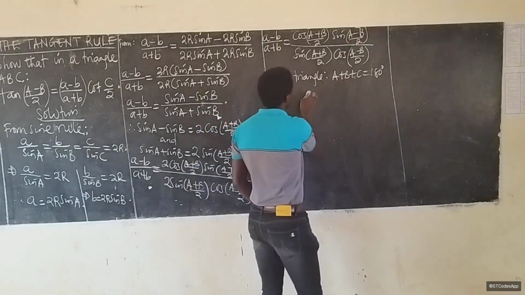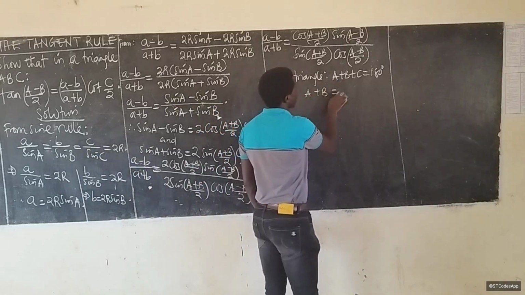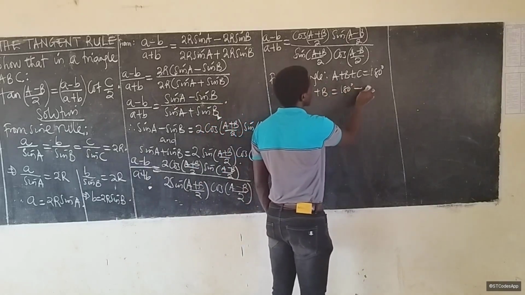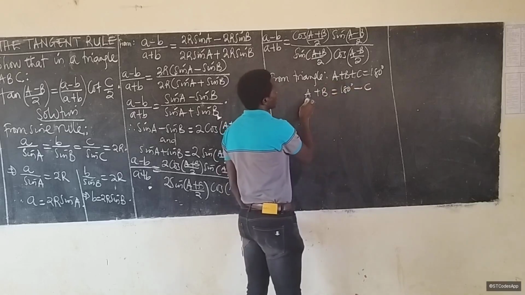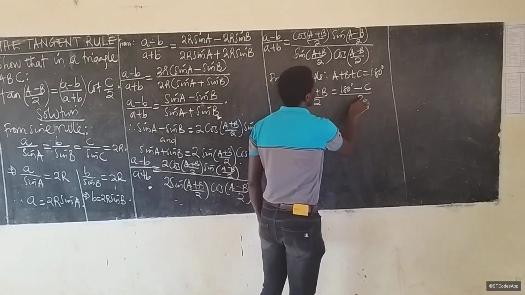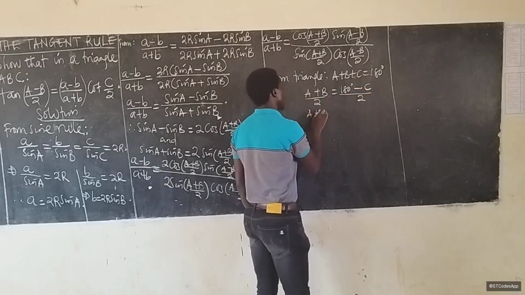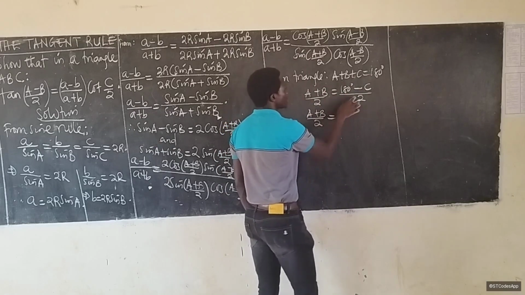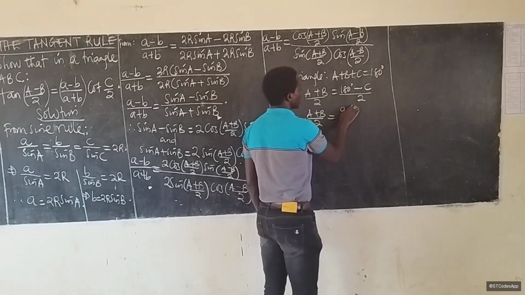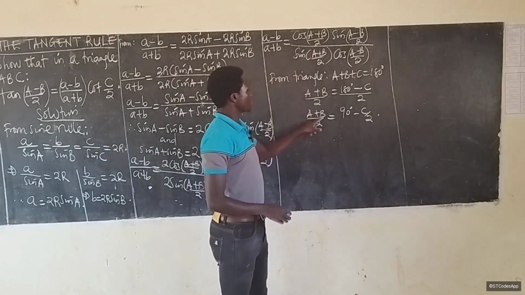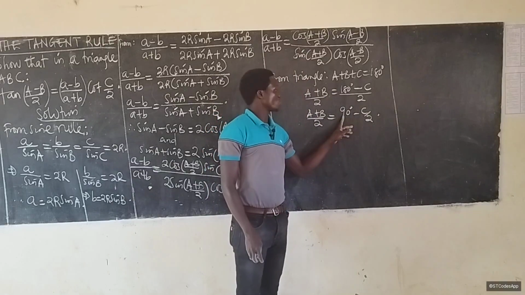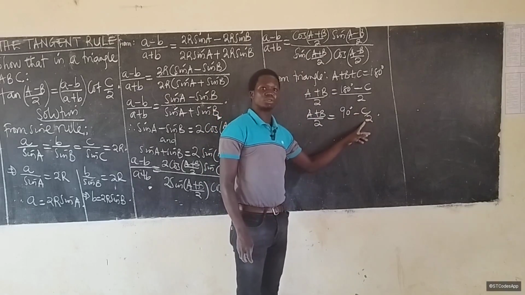So in this case, A plus B becomes 180 degrees minus C. I've taken C to the other side. So when I divide both sides by 2, I'll have that (A plus B) out of 2 becomes 90 degrees minus C out of 2. So where there is (A plus B) out of 2, I am going to replace it with 90 minus C out of 2.